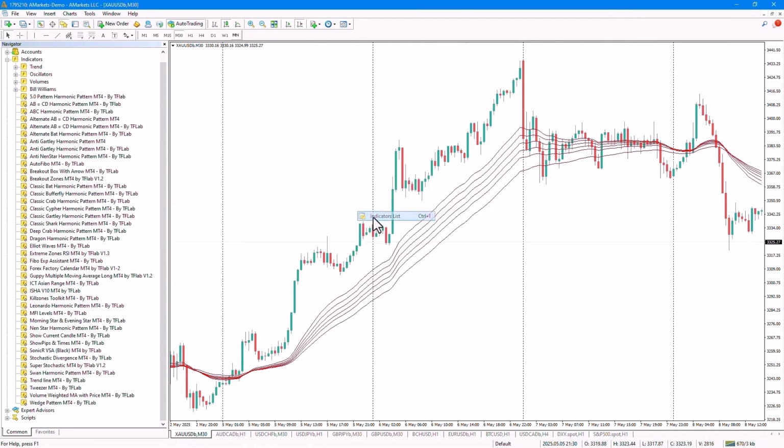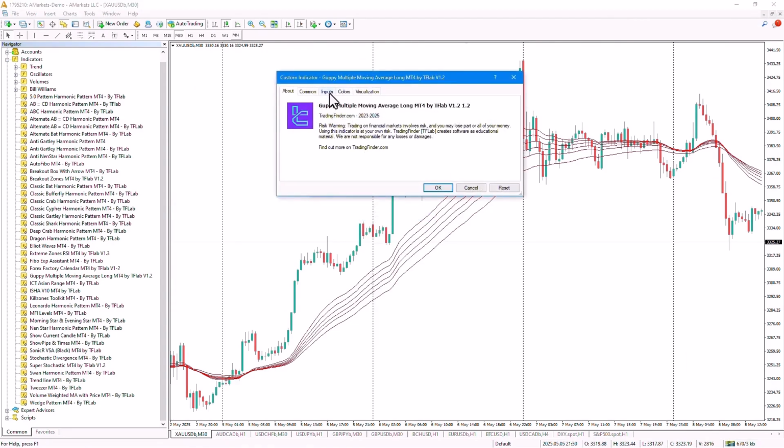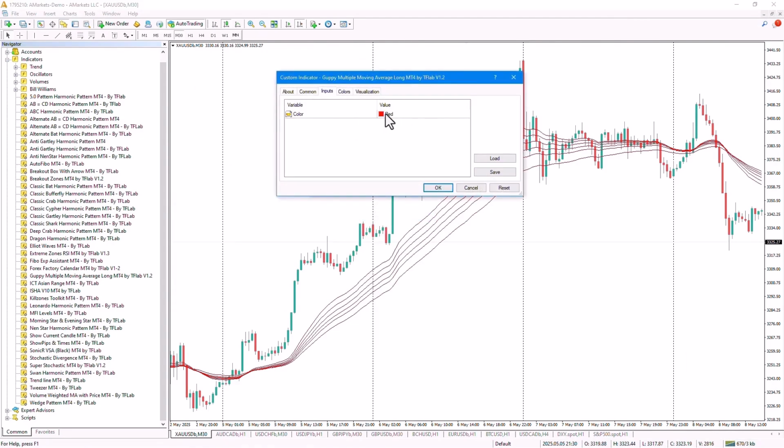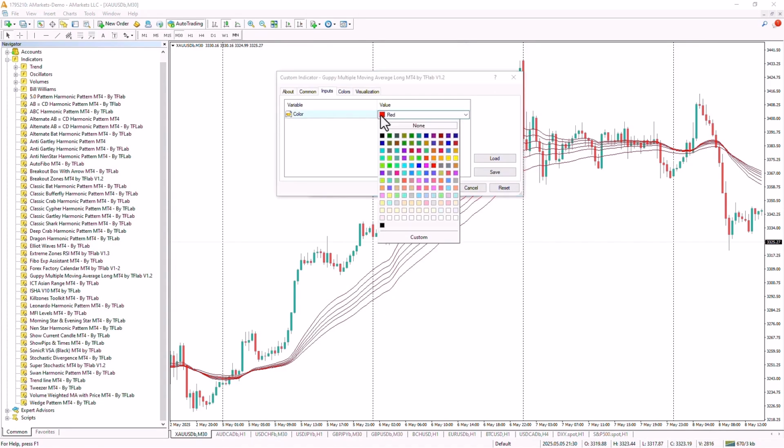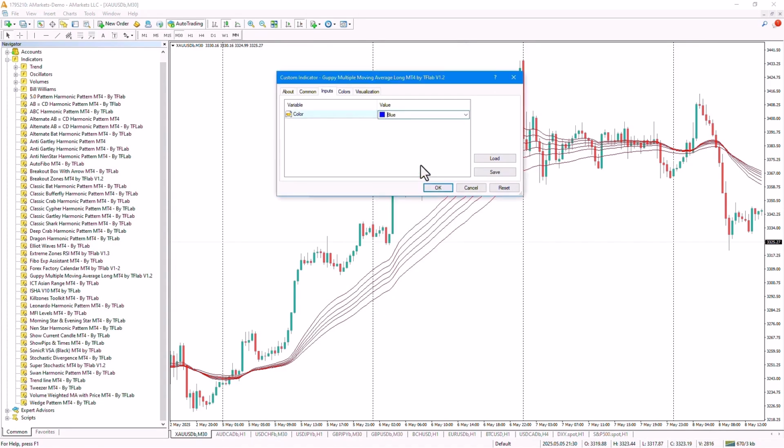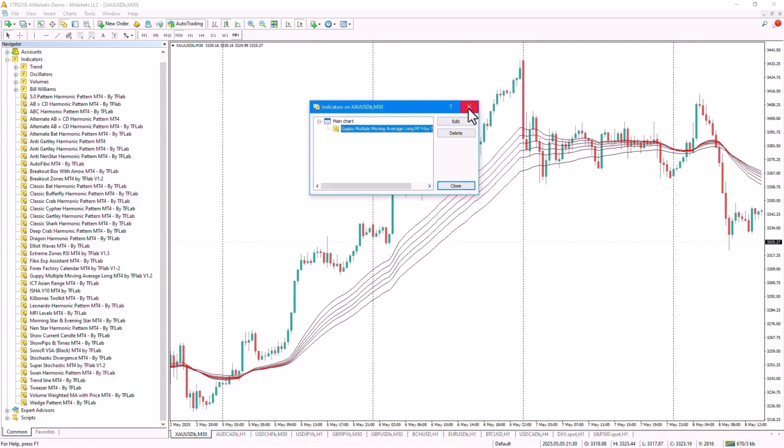In the settings section, under inputs, there is only one option available to us. Here, we can change the color of the moving averages to any color we like.